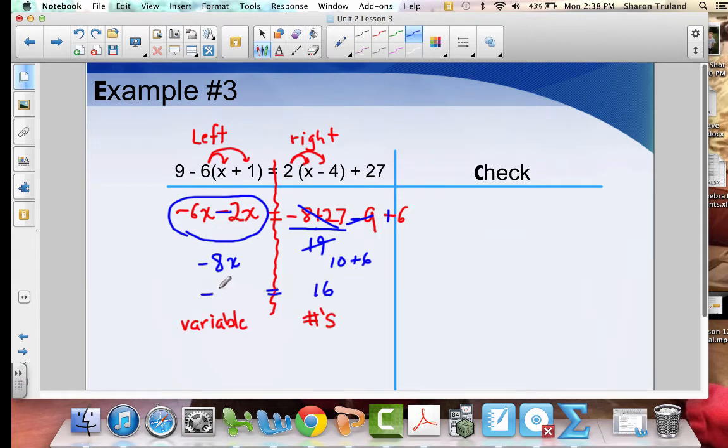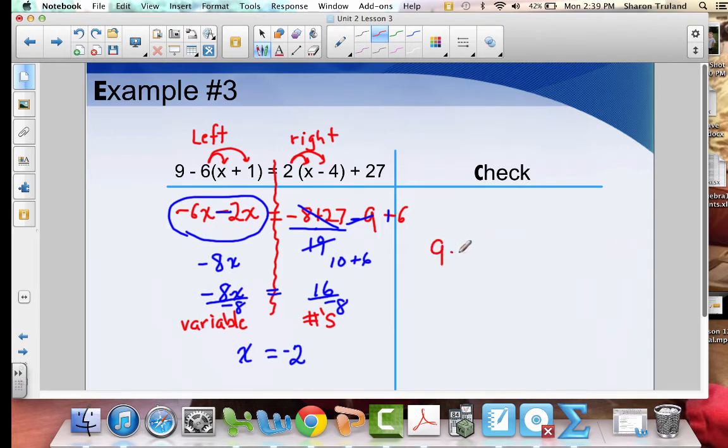This side, negative 8x. And I have one step now. How do I solve this? It's just asking me negative 8 times what gets me positive 16. And that answer is a negative 2. I can do that by dividing both sides by negative 8. All right, so let's check this.